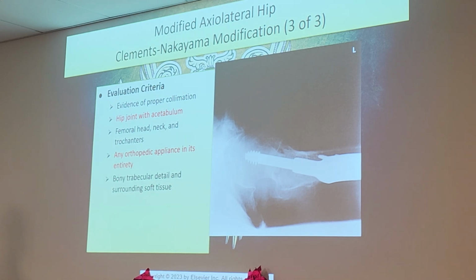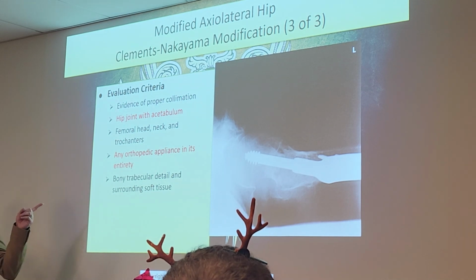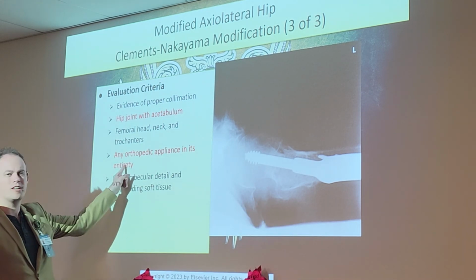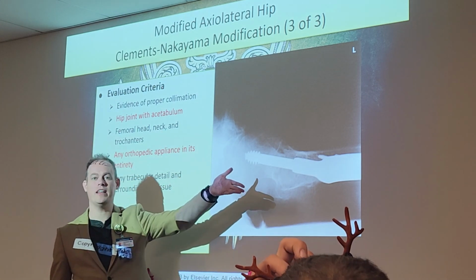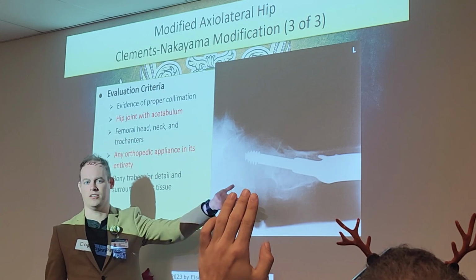Based on that fourth bullet point, is this an optimal exam? No. Why? The orthopedic appliance. We cut off the appliance, right? I'm surprised, as much as they preach this, they put that in the book. But optimally, we need to have that entire appliance on one single X-ray.